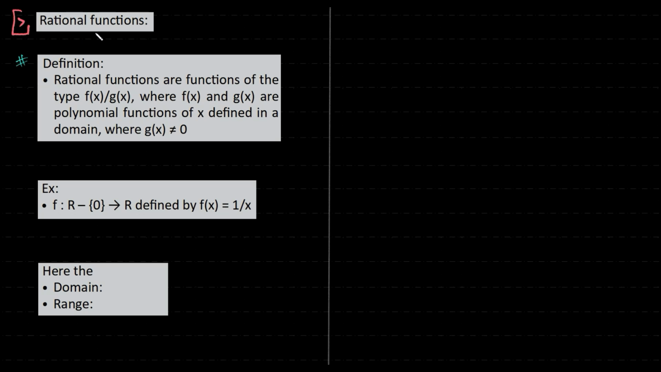Next up, we have rational functions. So rational functions are functions of the type f of x by g of x, where f of x and g of x are polynomial functions of x, defined in the domain where g of x is not equal to 0. So basically the denominator is never equal to 0, right? So basically this particular function maps real numbers excluding 0 to real numbers, right? For example, we have f of x equated to 1 by x.